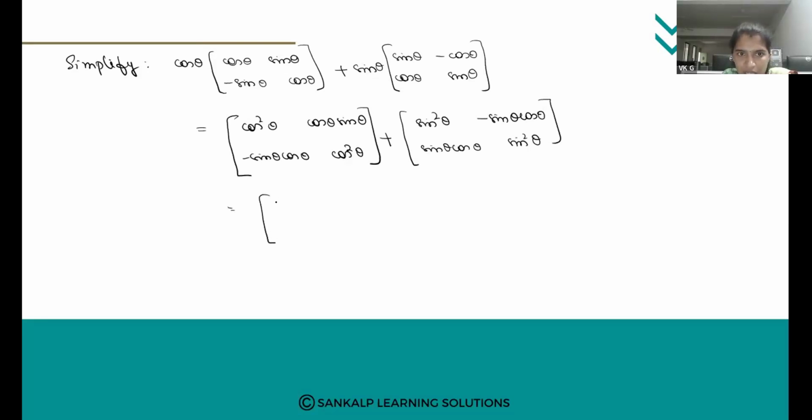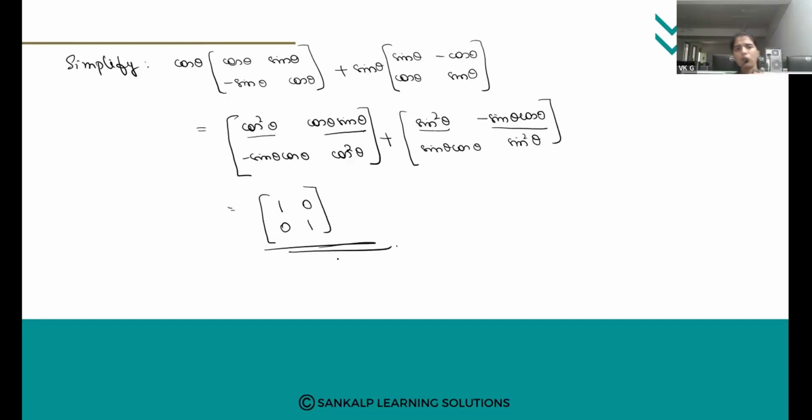Add the corresponding entries. First entry, cos square theta plus sin square theta. The trigonometric identity gives us 1. Cos theta sin theta plus minus sin theta cos theta is 0, they cancel each other. Same in the next. The last term again uses the trigonometric identity.